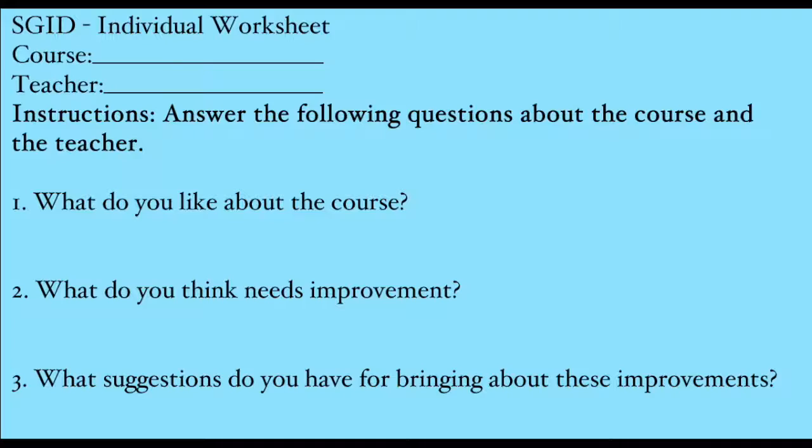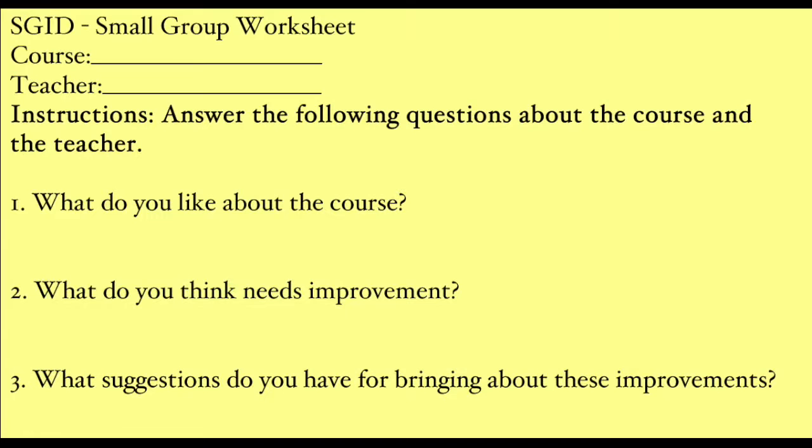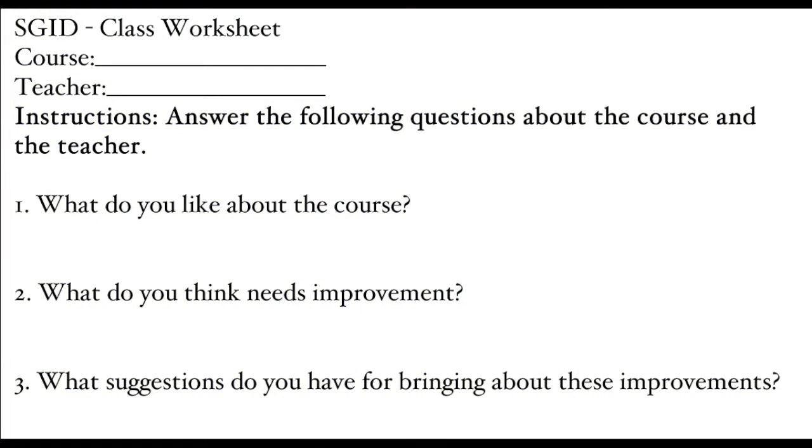Second, you need to make copies of the SGID worksheets. Each individual student should have their own worksheet. You should have a worksheet for each of the small groups you intend to use in the class. And then you should have a transparency where you can write down what the class thinks as a whole when doing the SGID. So let's get started.